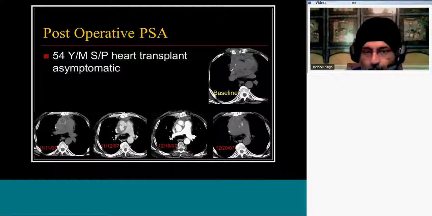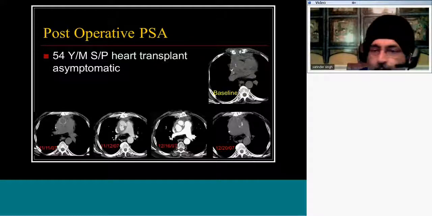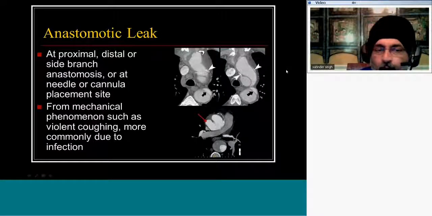Postoperative PSA, this is the same patient I showed you, is not common, but it can be detected incidentally on a surveillance CT. This was the baseline CT of the patient after heart transplant, who had developed a soft tissue density around it. So at baseline, open sternotomy wound, a lot of hematoma, but no mass effect. This gradually increased over time, and at this time, the patient underwent surgery. So remember, PSA can be totally asymptomatic and detected only on surveillance imaging.